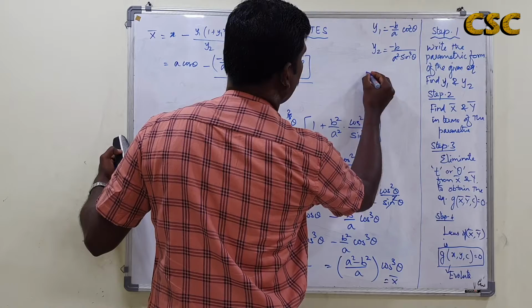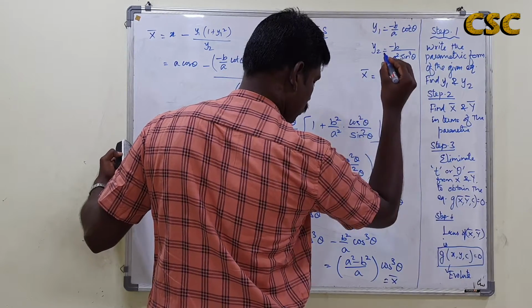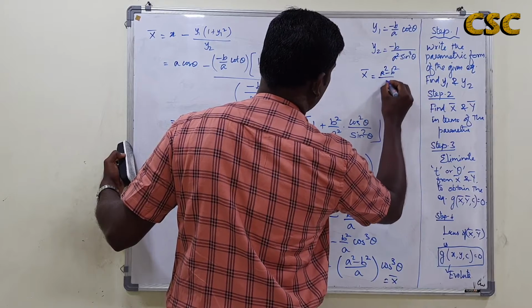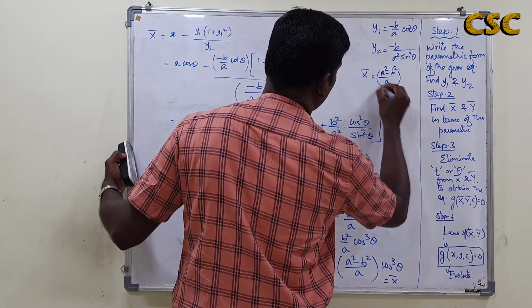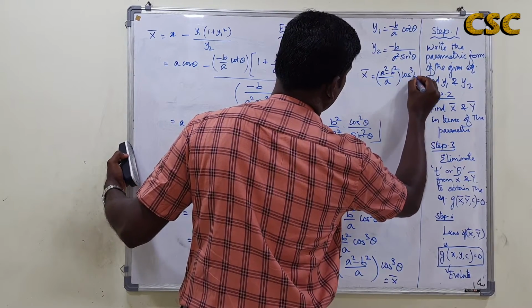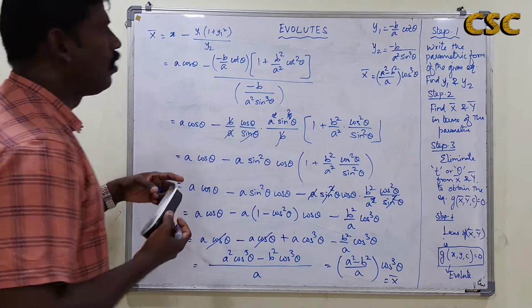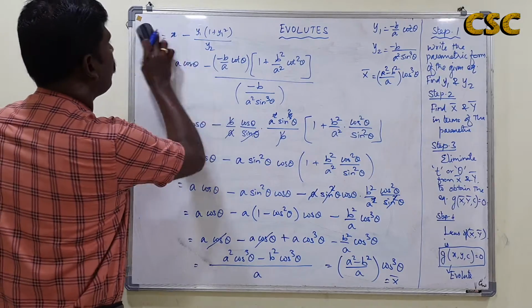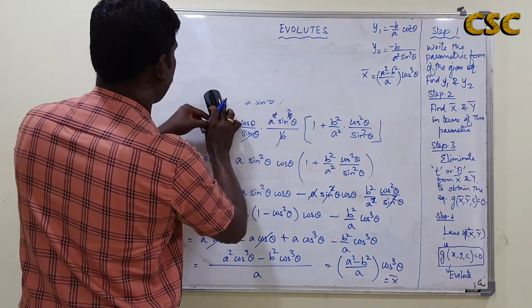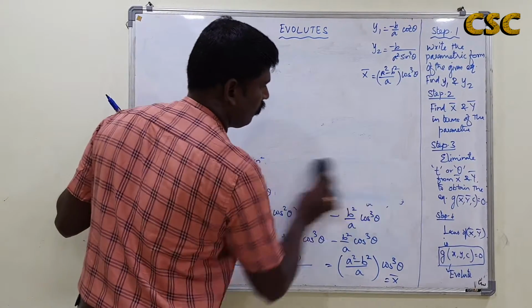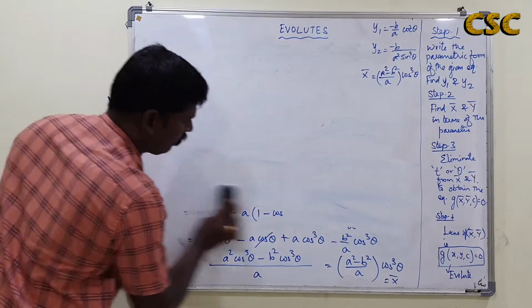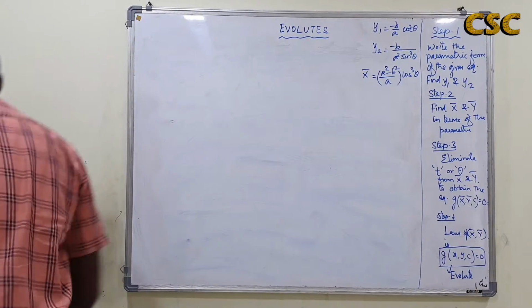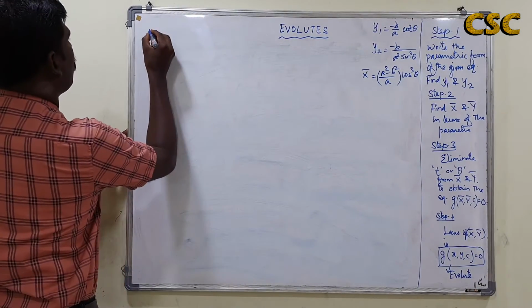So what is x bar? a square minus b square by a into cos cube theta. Now I am going to find out y bar. What is the formula for y bar?